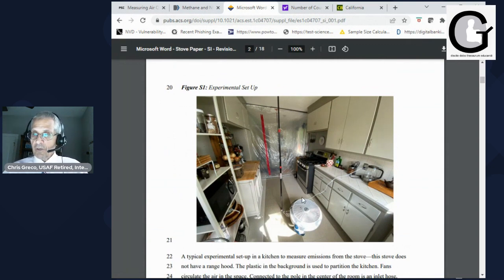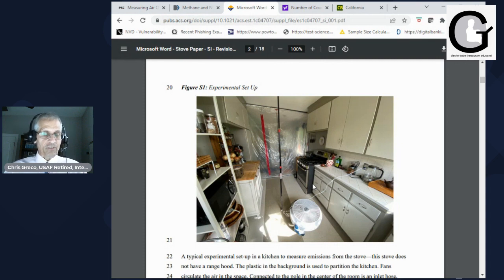All right, now folks, I want to point out a couple of things to you. First of all, here's a fan. I don't know what that fan is for other than, I guess, circulating air. There's no range hood here, and there's a piece of plastic. Now, look, I can be flippant about this and say every kitchen has a piece of plastic going from ceiling to floor to cordon off the area right beside the gas stove. Folks, it doesn't work like that.